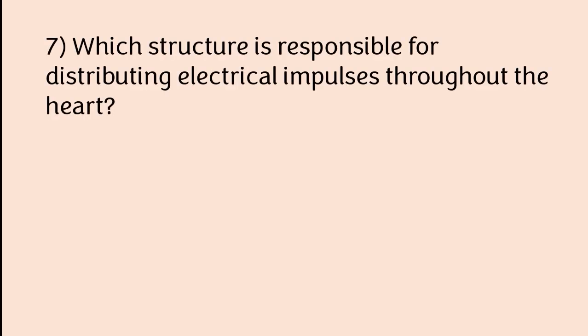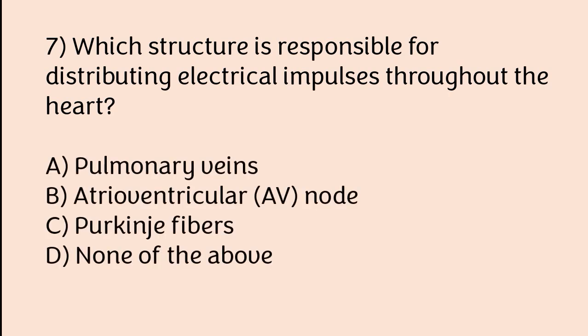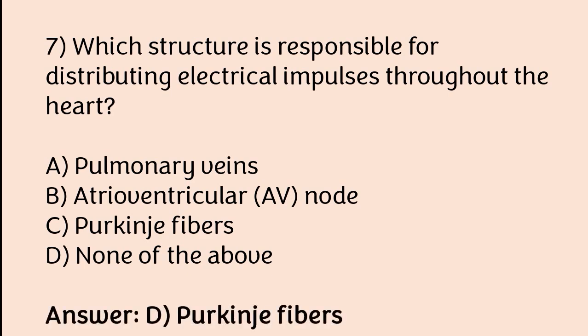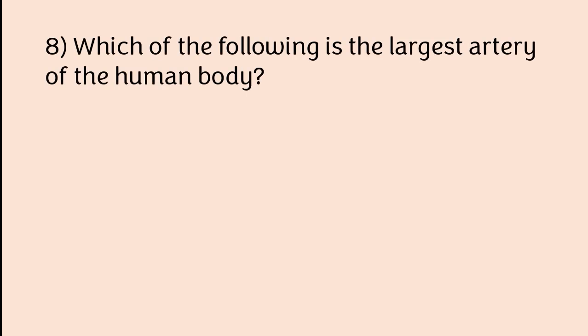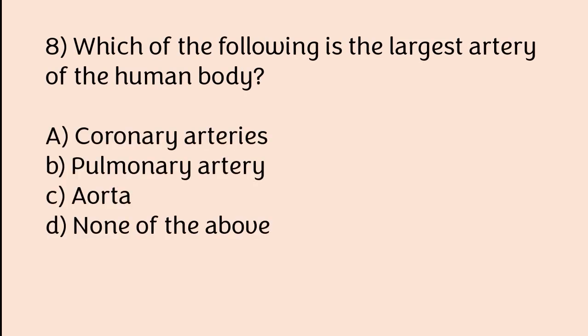Which structure is responsible for distributing electrical impulses throughout the heart? Pulmonary veins, atrioventricular AV node, Purkinje fibers, none of the above. The correct answer is option D, Purkinje fibers. Which of the following is the largest artery in the human body? Coronary arteries, pulmonary artery, aorta, none of the above. The correct answer is option C. Aorta is the largest artery in the human body.